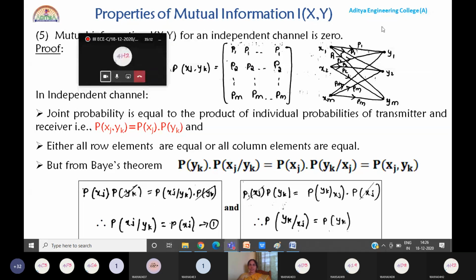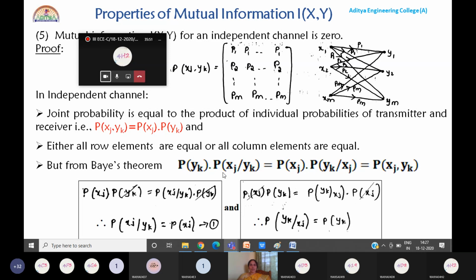The same you can observe by using the channel shown here. The probability of the x1 row is p1, p1, p1 to all of the receiver elements, and so on. So, all the probabilities of each and every row independently are equal. If you observe the second row, p2, p2, the same value. If you observe the last row, the mth row, the probability is pm. So, either all the row elements are equal or all column elements are equal. In this example, we consider that row elements are equal.